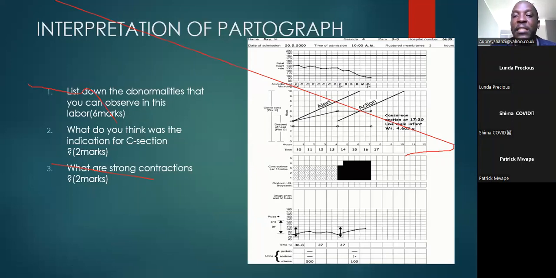So that's an abnormality there. We've seen that the fetal heart is below 100. We can see that there was blood in the liquor. We can see that there was meconium in the liquor. So this is really a fetal distress and so on. So that's about interpretation.